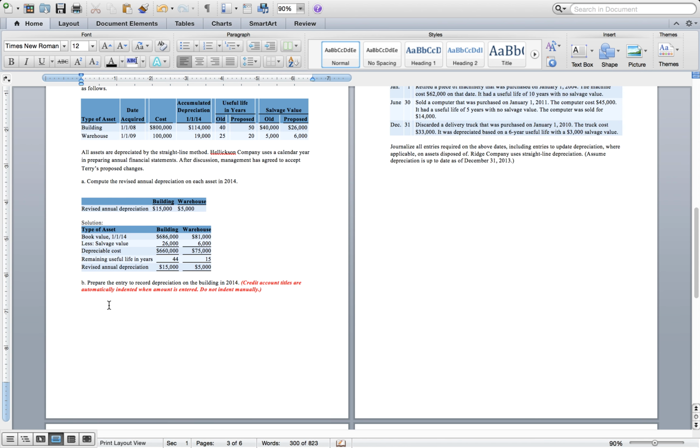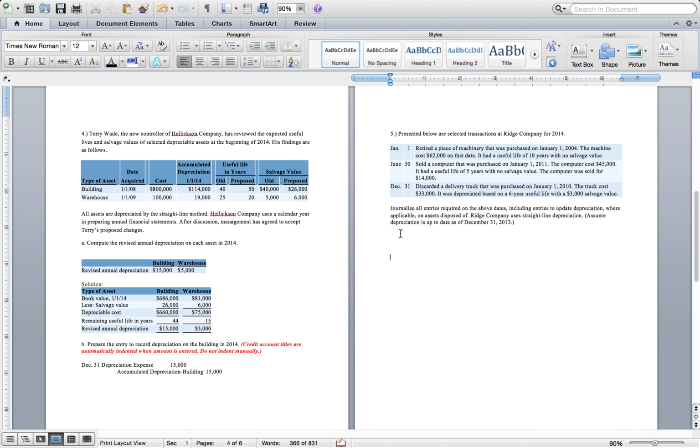Now, the next part says prepare entries to record depreciation on the building in 2014. Well, the end of the year will be December 31st. So you want to debit depreciation expense for $15,000. And then you want to credit accumulated depreciation, except, remember, you gotta be specific, what is it for? So accumulated depreciation for building for $15,000.